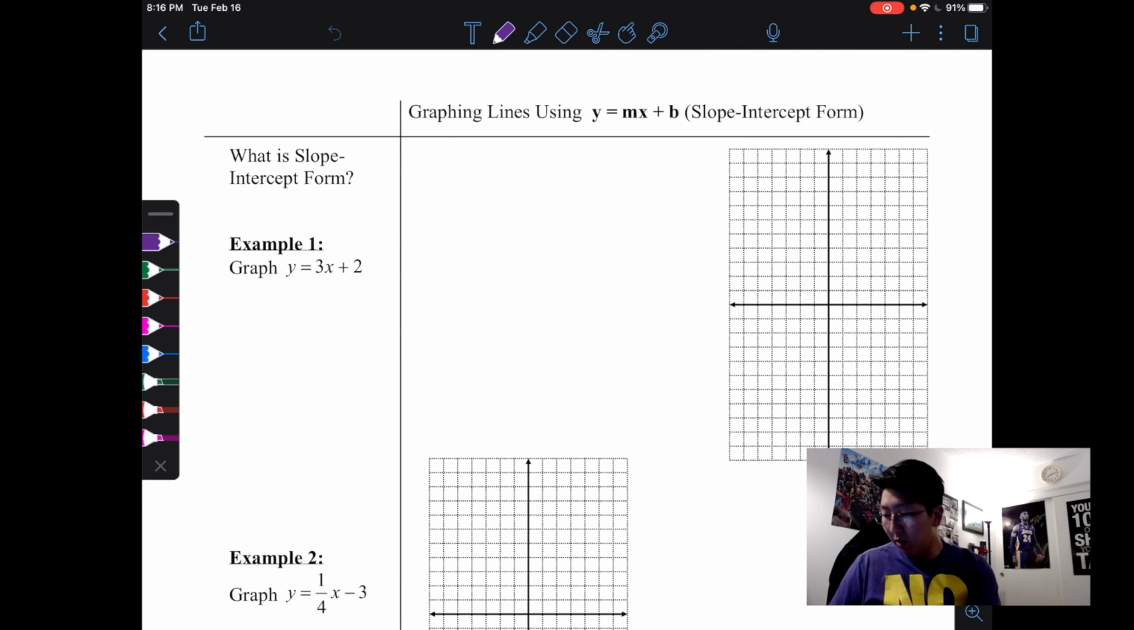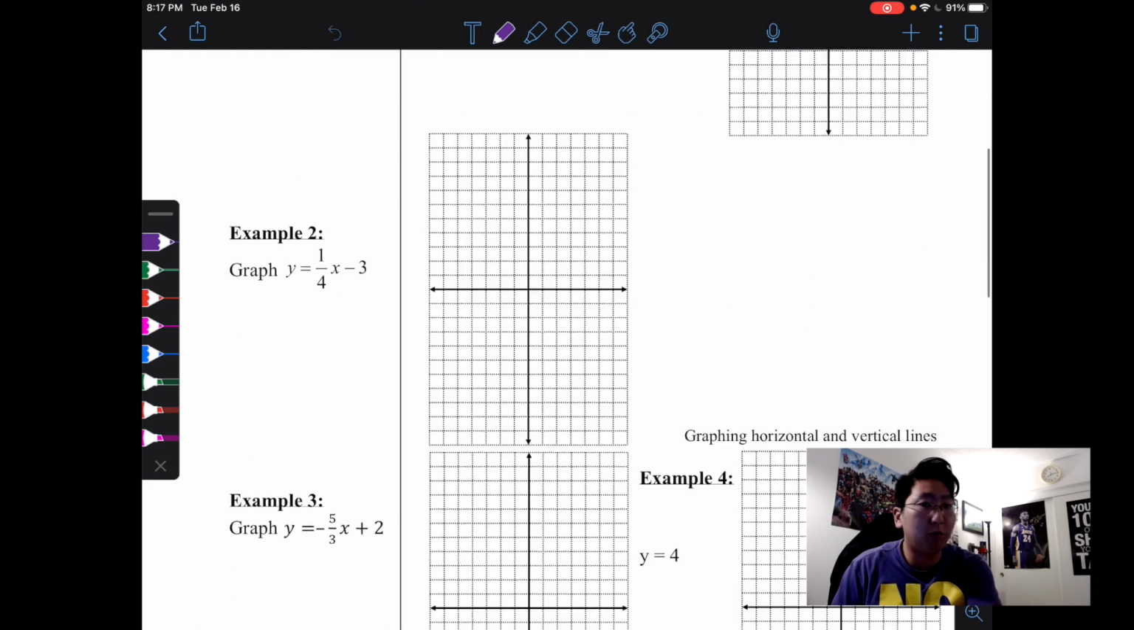Here are our notes on graphing lines using y equals mx plus b, also known as slope-intercept form. So we've talked about y equals mx plus b, and you're going to be graphing y equals mx plus b.